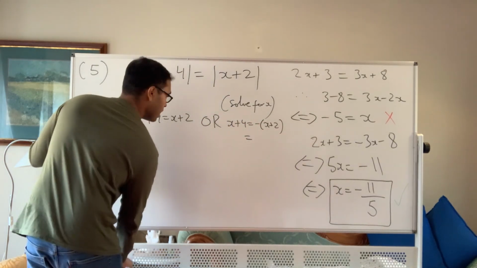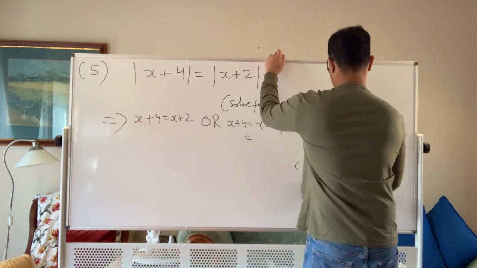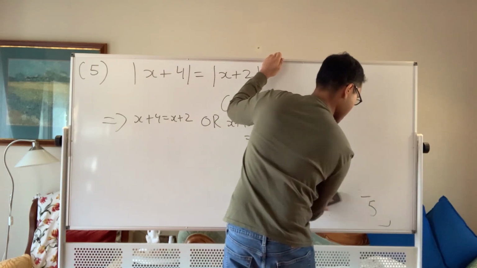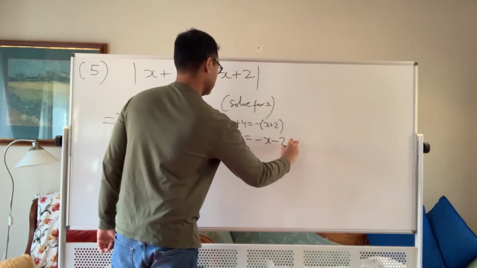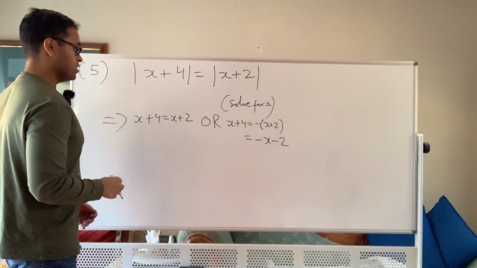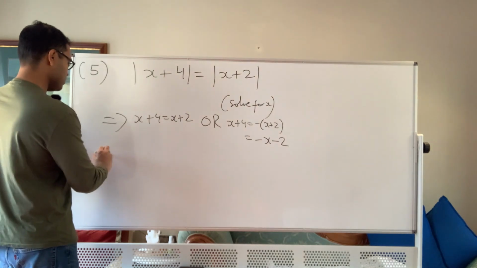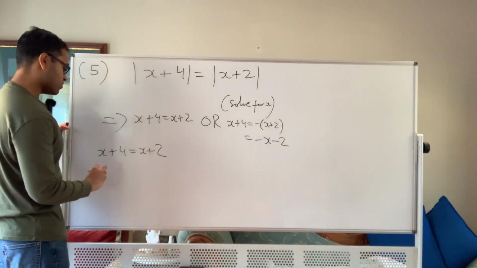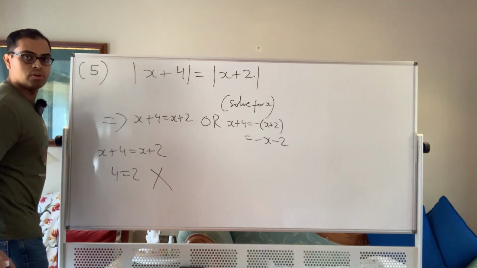Which is negative x, and I'm going to rub this off too. It's going to be negative x minus negative 2. Okay, so let's look at the equations and see if there are solutions or not. There may or may not be solutions. So x plus 4 equals x plus 2. If we subtract x from both sides, we get 4 equals 2, which is obviously an absurdity. So there is no x there.